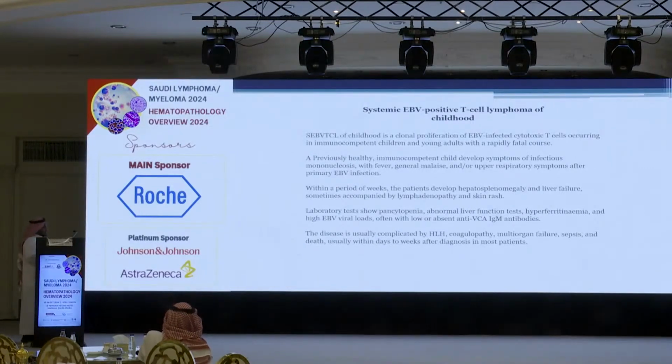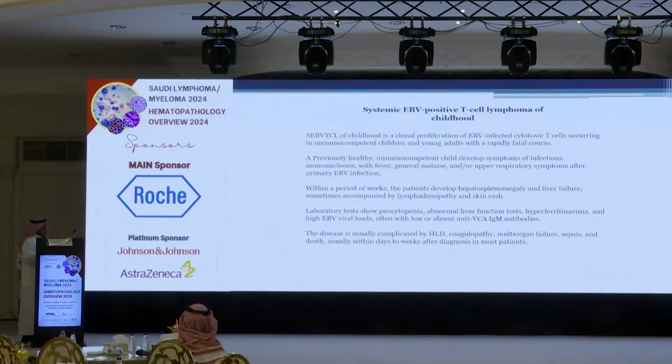It is a clonal proliferation of EBV infected T cells that usually infects immunocompetent children, and it has a rapidly fatal course. The systemic EBV T-cell lymphoma of childhood has two clinical presentations. The common clinical presentation is a severe active EBV infection that transforms to lymphoma, usually in a previously healthy child with an immunocompetent immune system, presenting with an infectious mononucleosis-like clinical picture. A few weeks later, the patient develops hepatosplenomegaly, liver failure, sometimes lymphadenopathy, and skin rash.